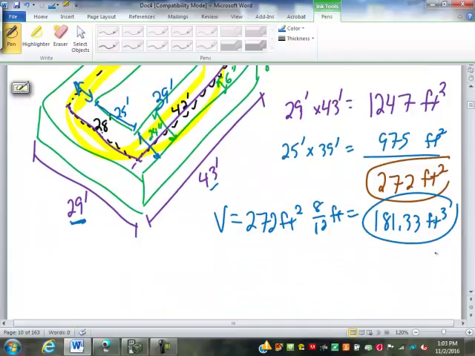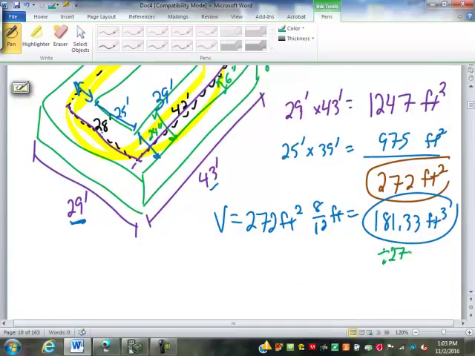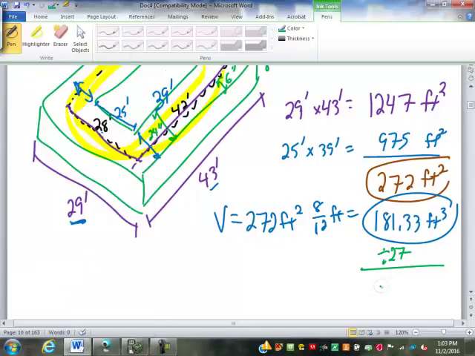And of course, what do we got to do with that? Divide by 27 to make it cubic yards. That's 6.71. I'd probably round that up to 7 yards just because it's so close to 6 3/4.